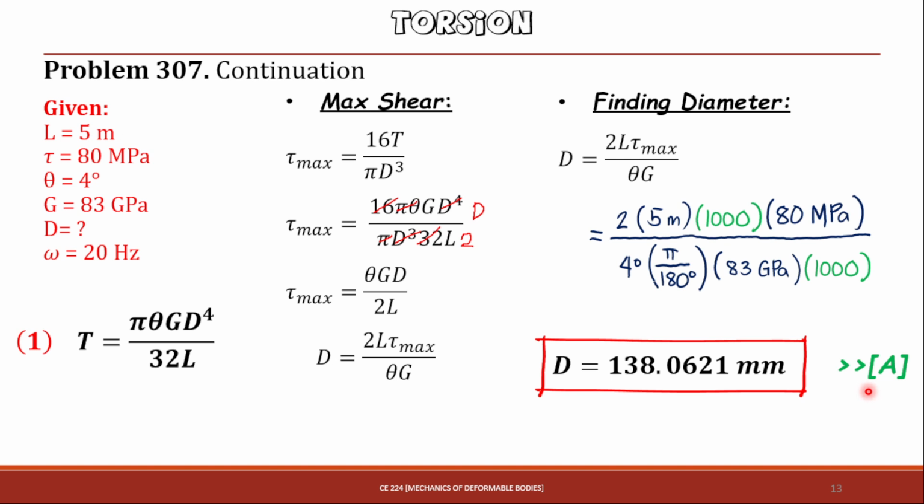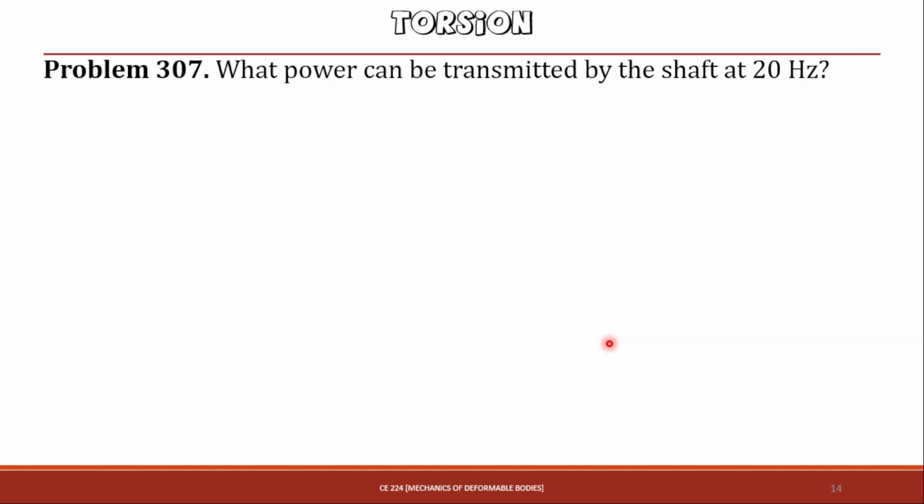So, that is yung first part ng problem 307 natin, finding the diameter. So, second part ng problem 307, tinatanong sa atin kung how much power ang pwede nating matransmit sa shaft na yon pagka pinaikot natin siya ng 20 Hz. Okay? So, 20 Hz tayo ang rotation natin. So, yung frequency natin ay 20 Hz.